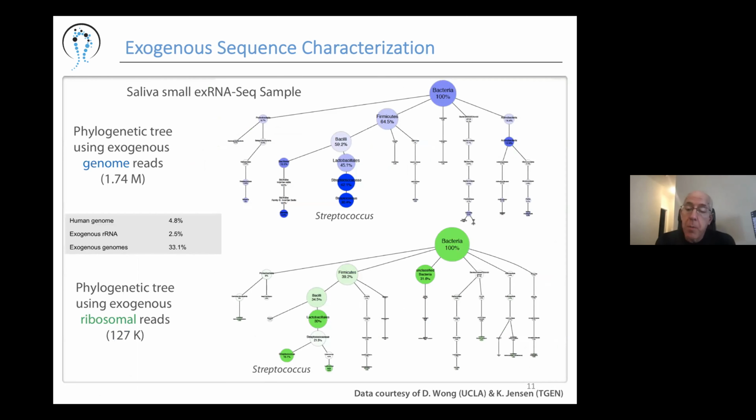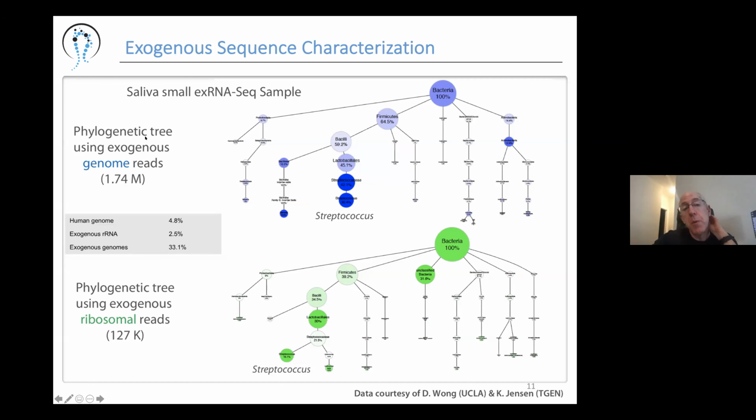So here's an example of the output of a saliva sample from David Wong's lab at UCLA. David Wong generated a whole bunch of saliva samples. And when we do this assignment of reads mapping to bacterial genomes, and we look at the read assignment to the phylogenetic tree corresponding to bacteria, what we see is Streptococcus as the biggest contribution.